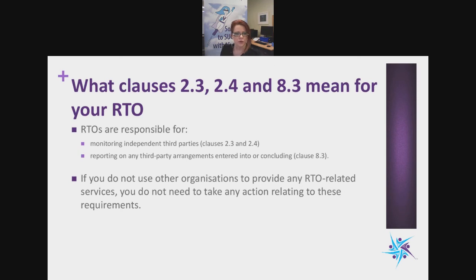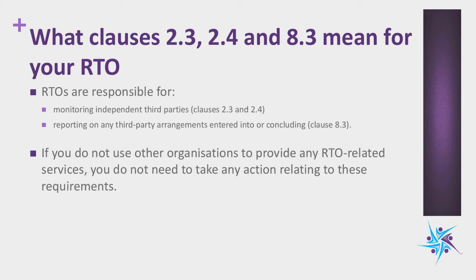Okay, so what do clauses 2.3, 2.4 and 8.3 mean to your RTO? What it means is that all RTOs are responsible for managing their third parties. So if you do have any third party arrangements in place, you're responsible for monitoring those independent third parties and also reporting on any third party arrangements entered into or concluding. If you do not use other organisations to provide any RTO-related services, you do not need to take any action relating to these requirements.